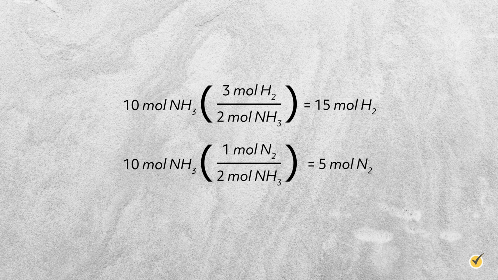Notice that when you write these calculations out, it's very useful to specify the chemical species to which you are referring. So rather than just writing 4 moles, write 4 moles NH3 to keep track of each. Let's move on to a slightly more complicated problem.